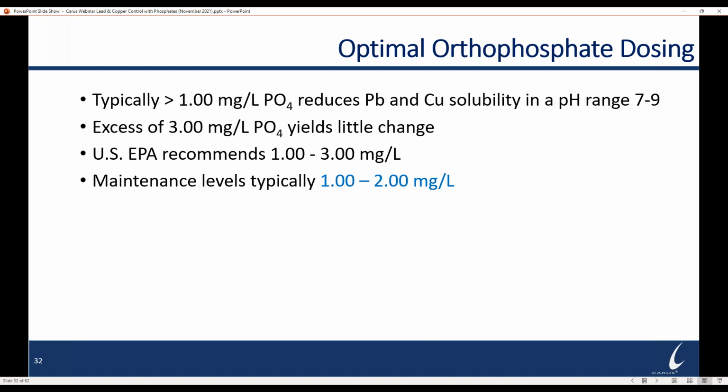The current EPA guidance document talks about sampling and feeding an orthophosphate somewhere between 1 and 3 milligrams per liter. What Carus has seen over the years is a lot of systems on orthophosphates only are somewhere between 1 and 2 milligrams per liter as their target dosage in the distribution system. So they fit that lower end of the spectrum. Now this might change with the new lead and copper rule and the sampling from lead service lines. You might see a shift more toward 2 or 3 milligrams per liter to lower those lead numbers even farther in the system because of the new trigger level.